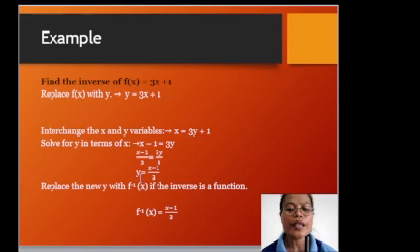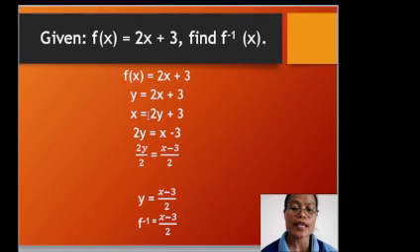Okay, another example is find the inverse of 2x plus 3. So we have f of x is equal to 2x plus 3. Replace f of x with y. So we have y is equal to 2x plus 3. We need to interchange the places of x and y. So we have x is equal to 2y plus 3. And we need to solve for y. 2y is equal to x minus 3. And we divide both sides by 2. And we have the new equation: y is equal to x minus 3 over 2. So the inverse function of f of x equals 2x plus 3 is x minus 3 over 2.